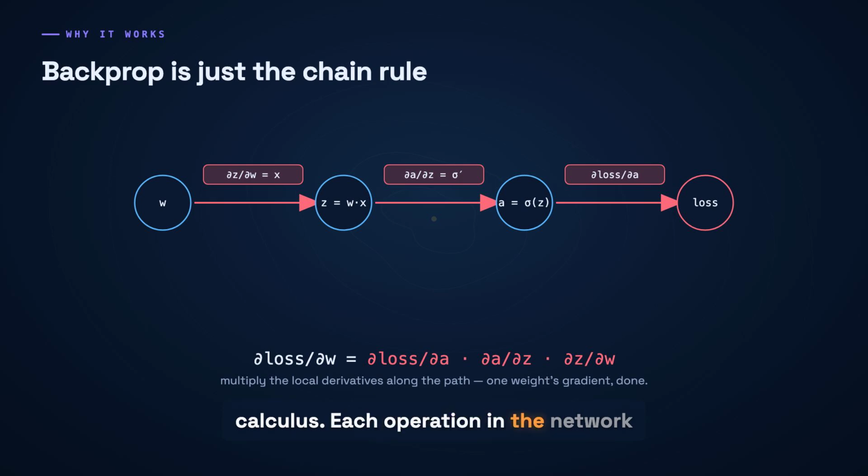And here is the secret: backpropagation is nothing more than the chain rule from calculus. Each operation in the network has a simple local derivative. How its output changes when its input changes. To find how a weight deep in the network affects the final loss, you just multiply the local derivatives along the path connecting them. Backprop is that multiplication, carried out efficiently for every weight at once.